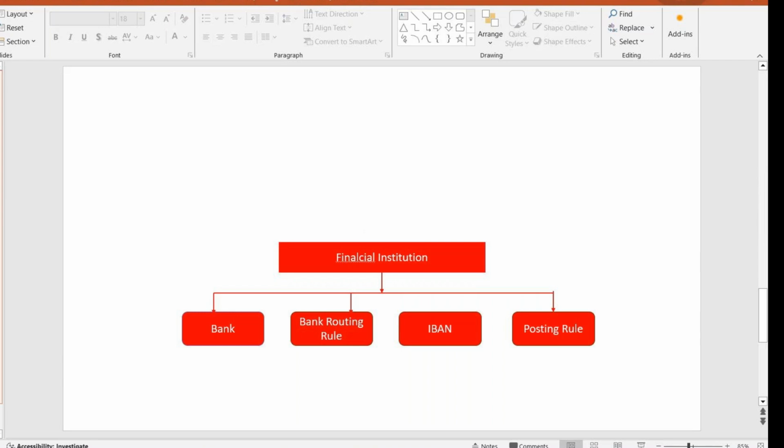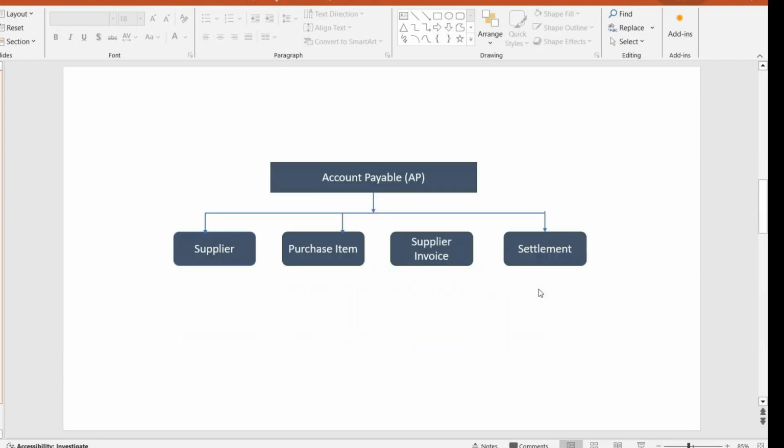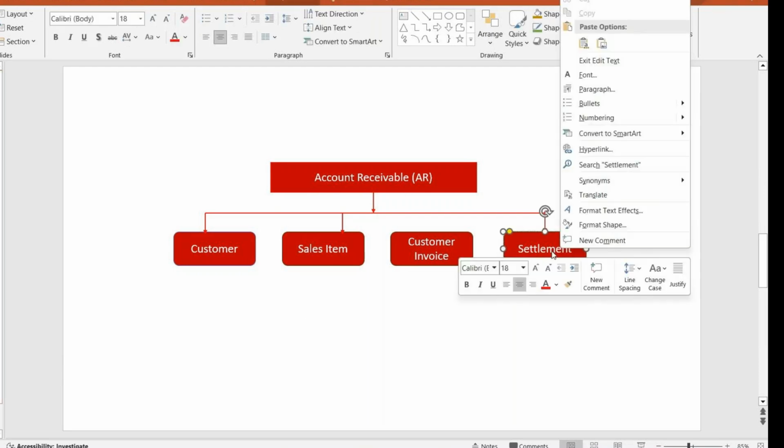Every time, even if you see here settlement in the account payable, and here also settlement. Whenever you talk about the AP, we have settlement. Whenever you talk about the AR, there is settlement. Why the settlement actually? Because whether we are buying an item or selling an item, the amount has to be settled through bank or through cash. Settlement will happen through the bank, whether by check or direct deposit.